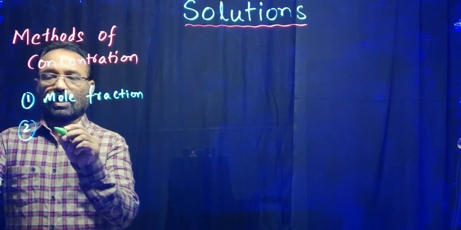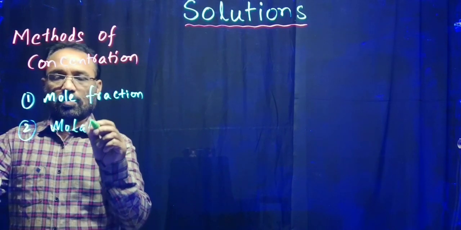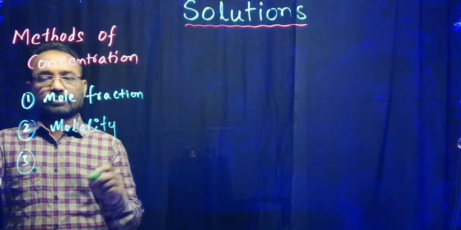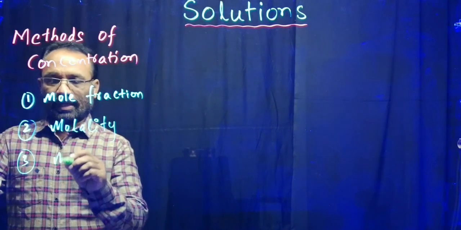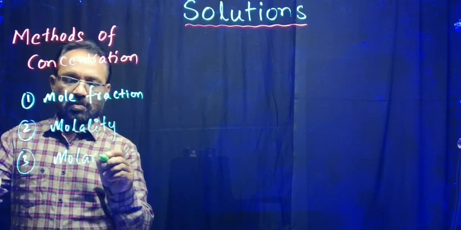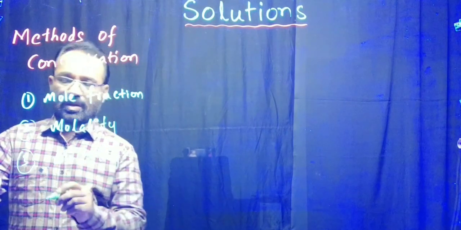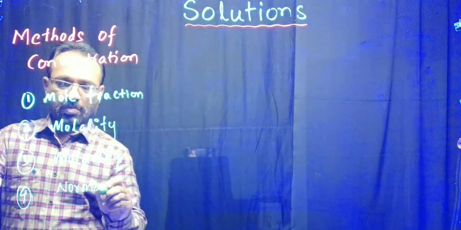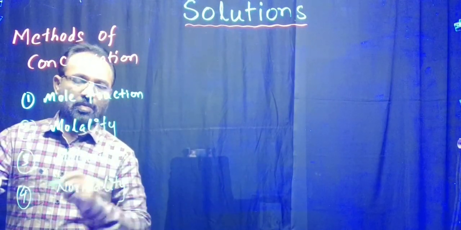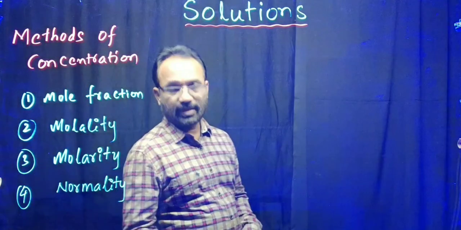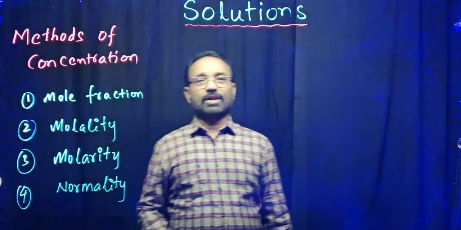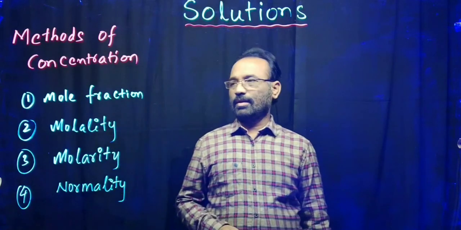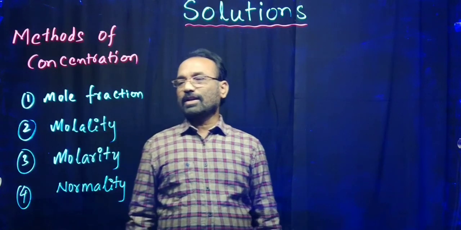First one is mole fraction. Second one is molality. And third one is molarity. And fourth one is normality. So what are the methods? They are mole fraction, molarity, molality, and normality.